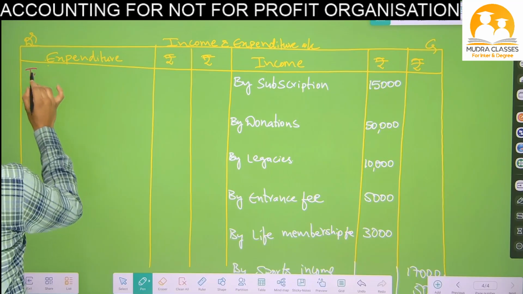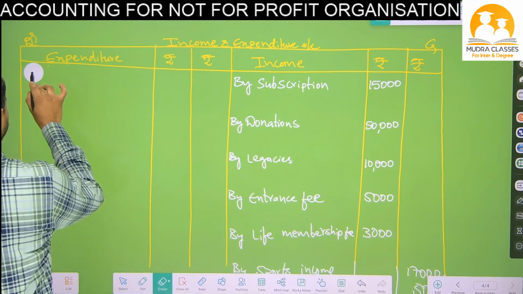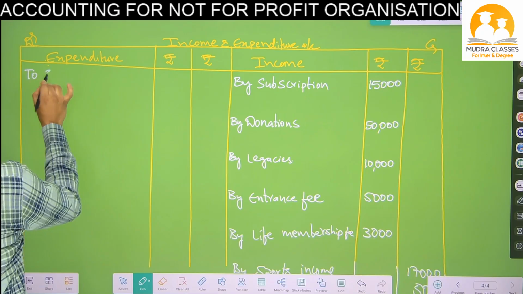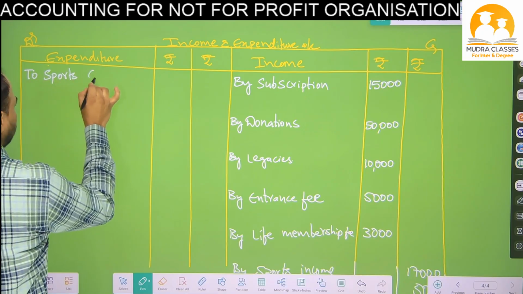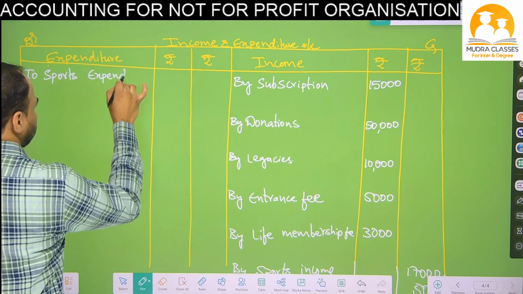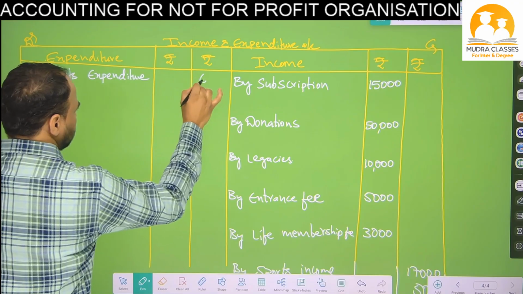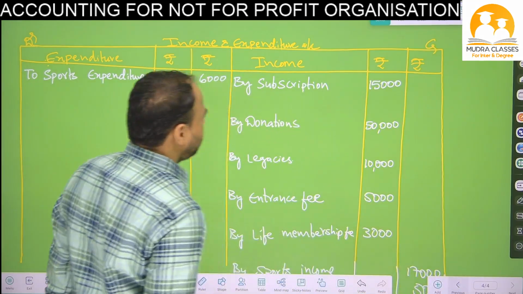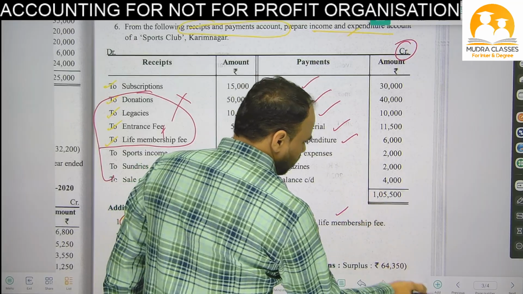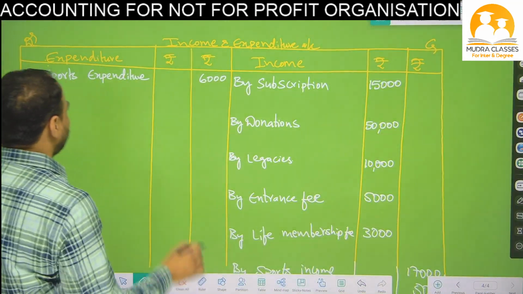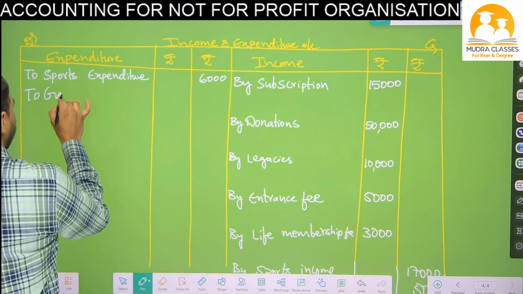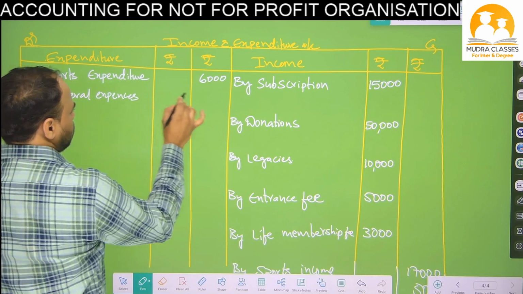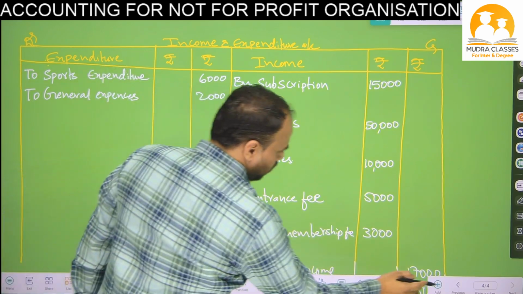Yes, otherwise I will write with white pen so that you can understand clearly. So, to sports expenditure 6,000 rupees. Okay, in the question it is given on the credit side, in the answer I have written it on the debit side. See the next item, general expenses given, it is a regular expenditure, so we have to write general expenses, 2,000 rupees, to general expense 2,000 rupees, no adjustment, directly outer column.